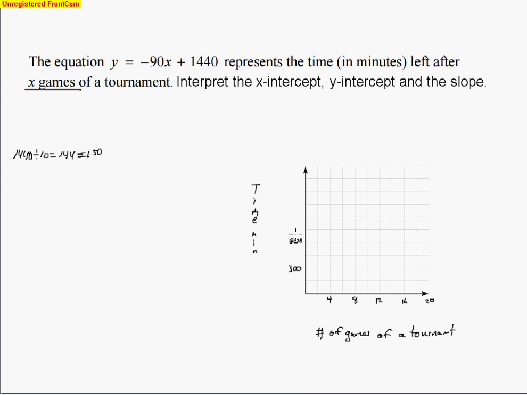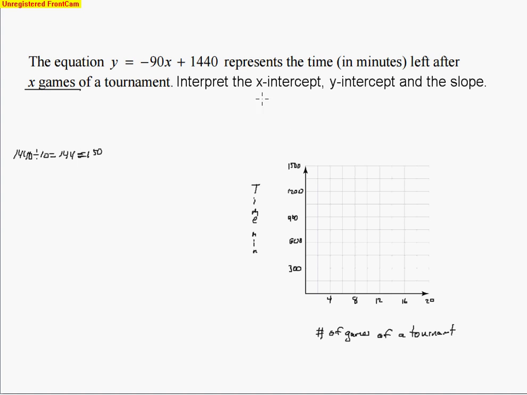So I just skip every other space, and my next number is going to end up being 900 up here. And then this is going to end up being 1200. And my last one is going to be 1500. And you see that's pretty close to where my 1440 is going to go. So I go ahead and plot that point.